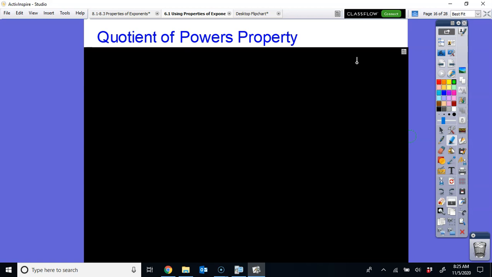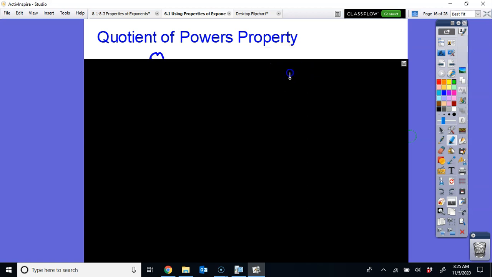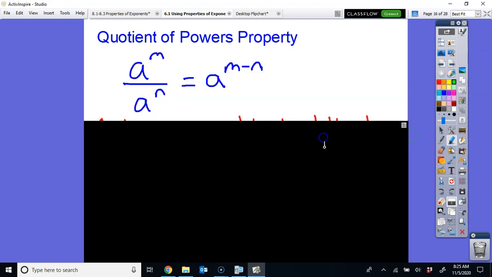This one is called the quotient of powers property. Quotient means division. This is when you divide two powers or two things with exponents. Again, not addition or subtraction, but dividing. Notice, like the first property, the bases are the same. So we are dividing like bases.